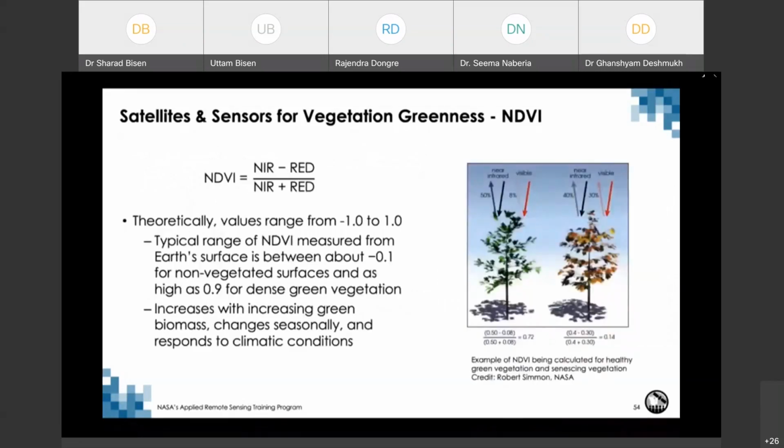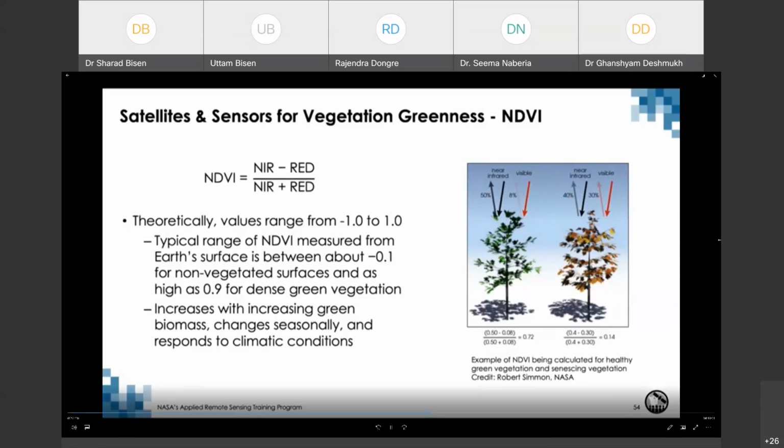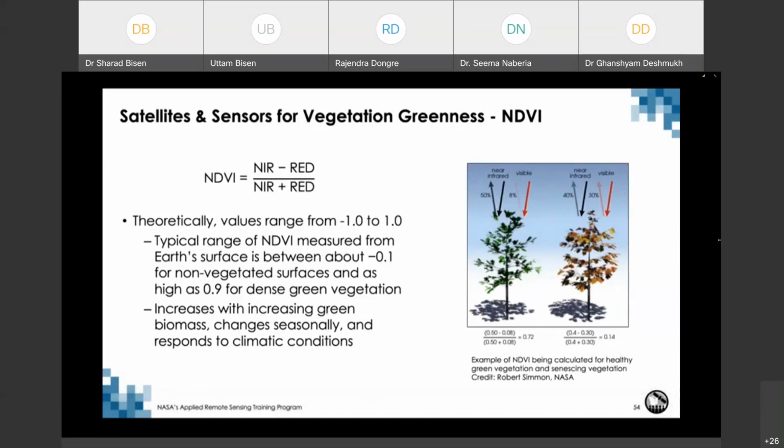The formula shows how to calculate NDVI from near-infrared and red bands. This equation can be calculated from all the multispectral land surface products we discussed earlier in the webinar. Theoretically, values range from -1 to 1.